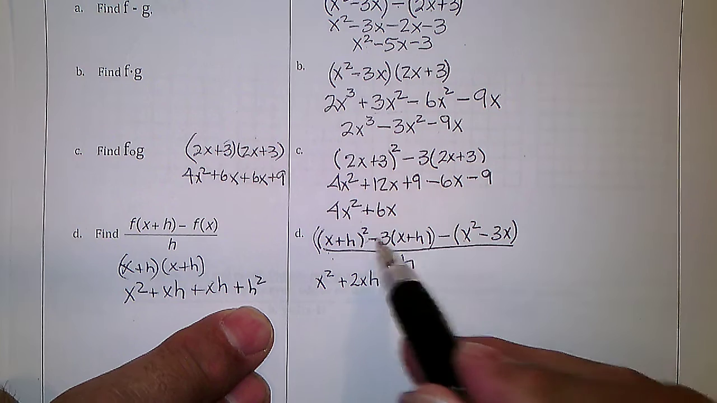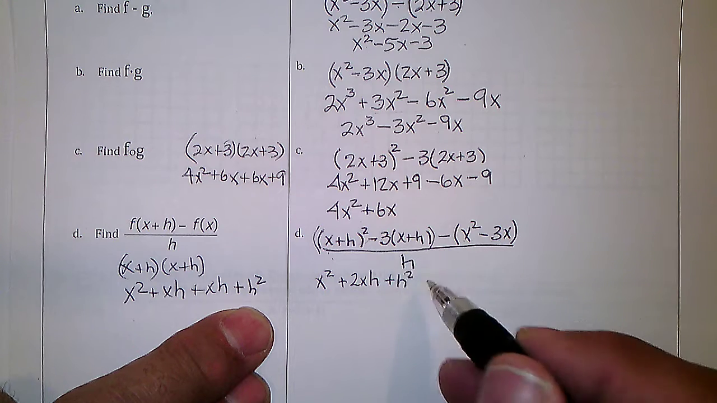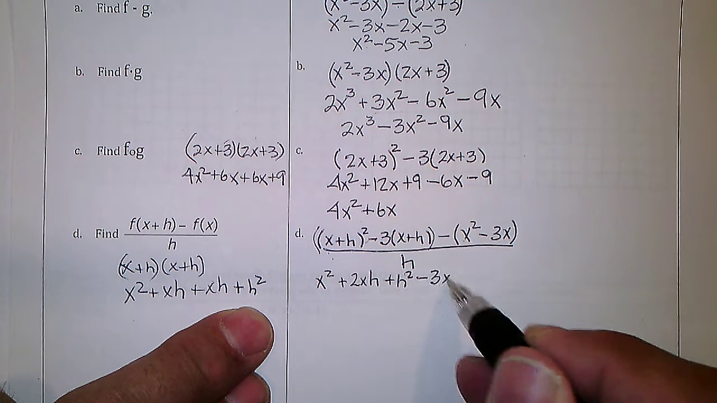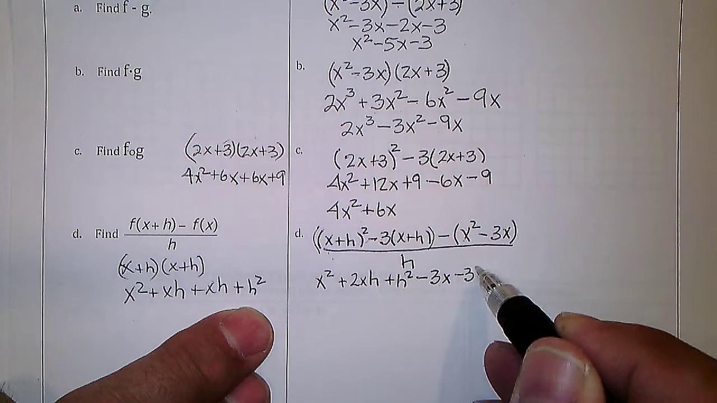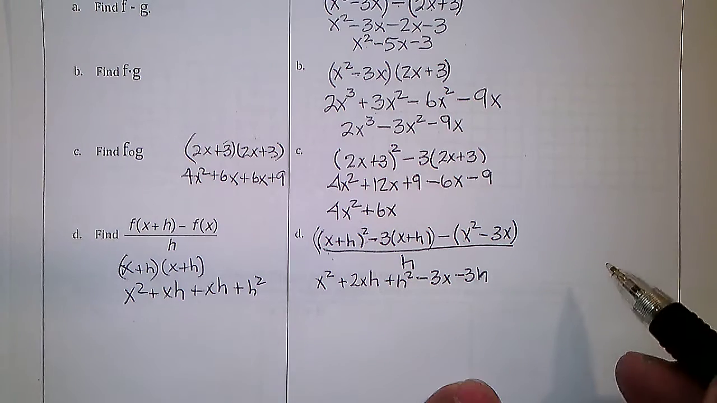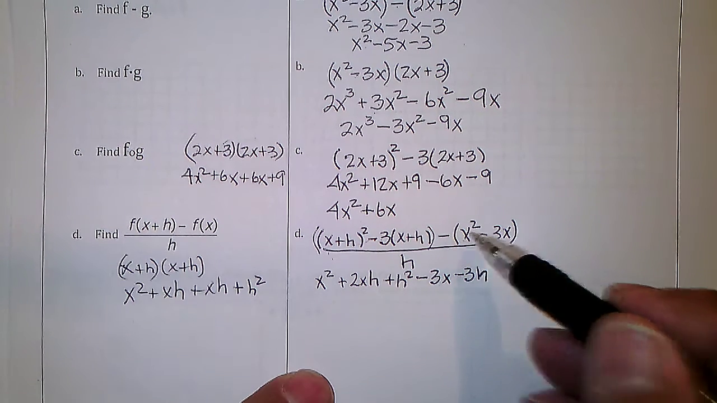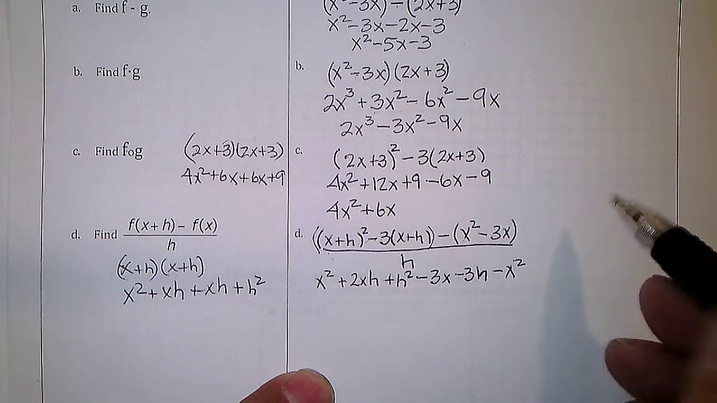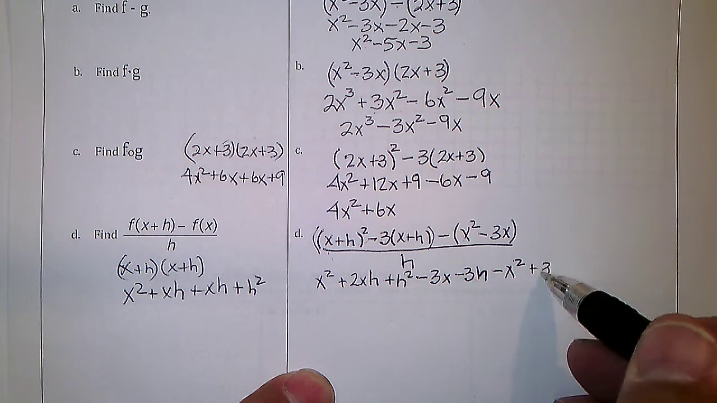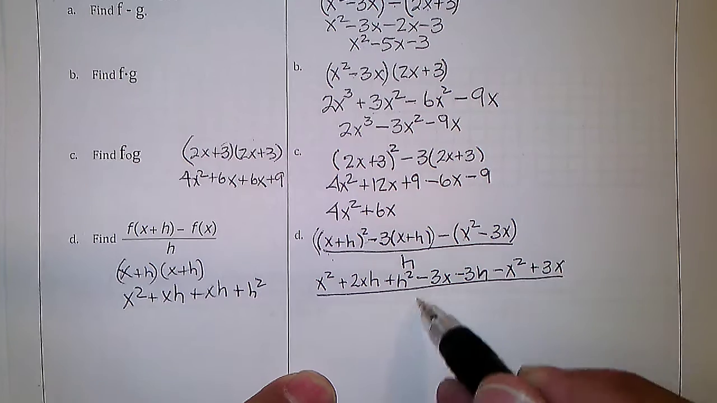Then I got to take minus 3 times both of those. That's why I got to make sure I put the parentheses, so I get minus 3x's minus 3h's. And then I got to subtract this. It says subtract here, so I got to subtract x squared minus x squared. And minus a minus 3x is plus 3x. This is all over h.